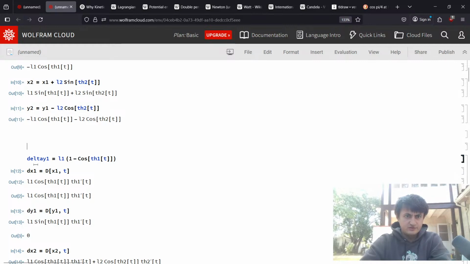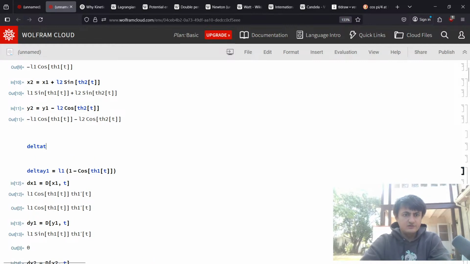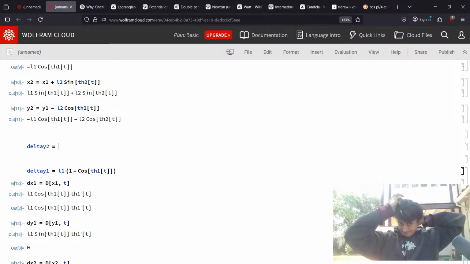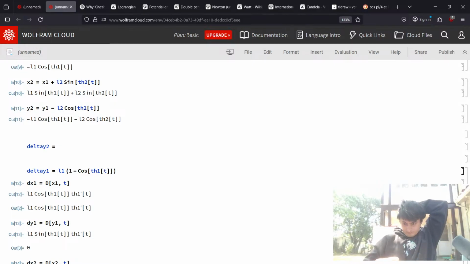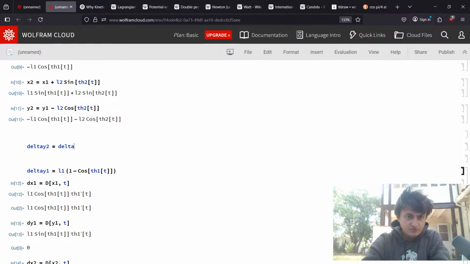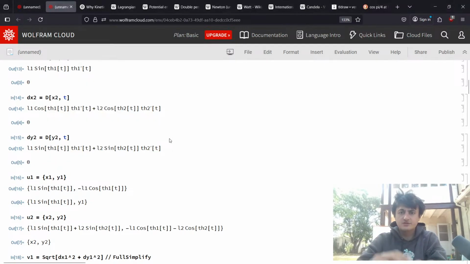Bro, what the hell is going on? So this is going to be delta y1 plus L2 times 1 minus cos theta 2 of t. Okay, and apparently this is all busted anyways.